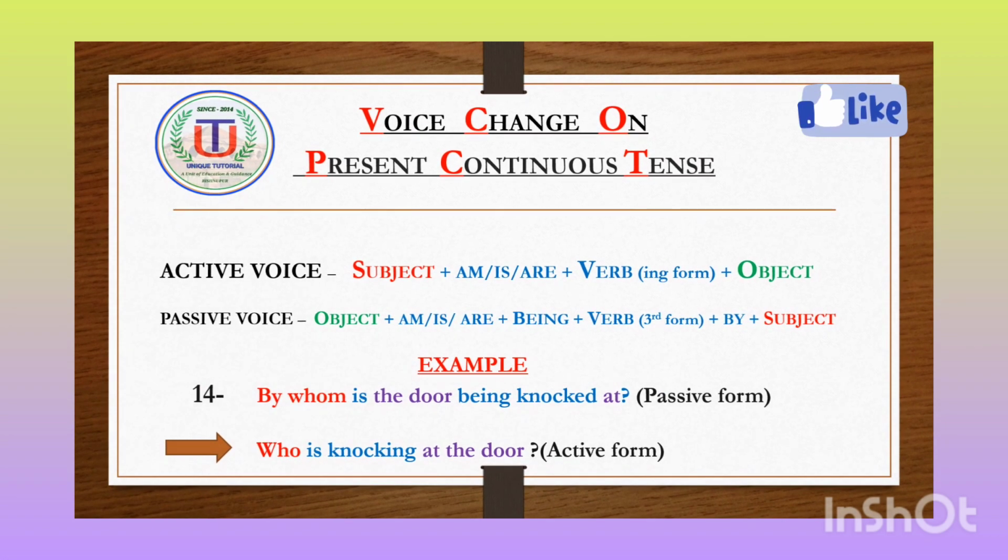Here is another type of example. By whom is the door being knocked at? The sentence is in passive form in present continuous tense. So if a sentence starts with by whom, then in active voice it will be who. Who is knocking at the door will be the answer.